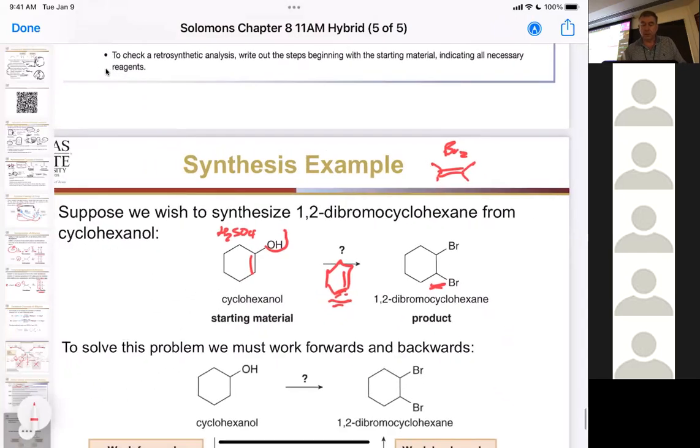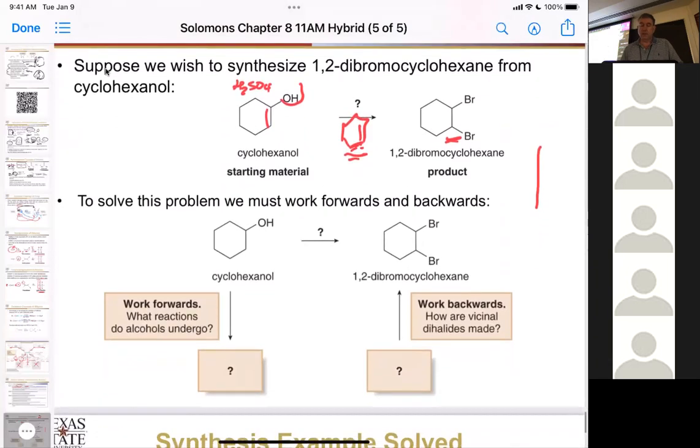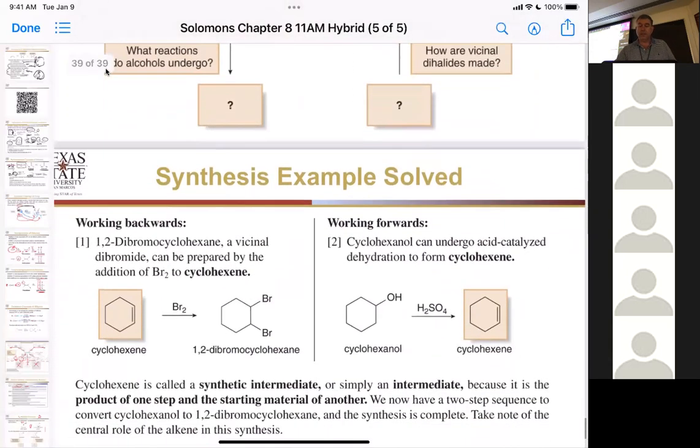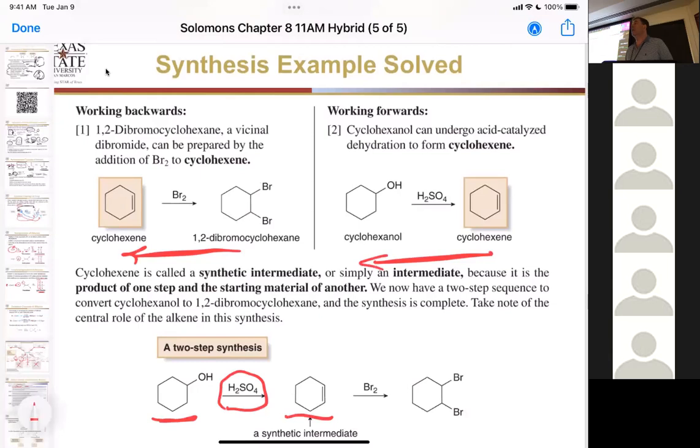So working backwards, we know that we had to go back to this to make that. Then we knew we can make this from that. So that means our total synthesis goes: our alcohol is going to be dehydrated to give us our intermediate. We didn't know that was our intermediate until we backed up a step. And then we're going to brominate that to give us our final product. Questions on that?